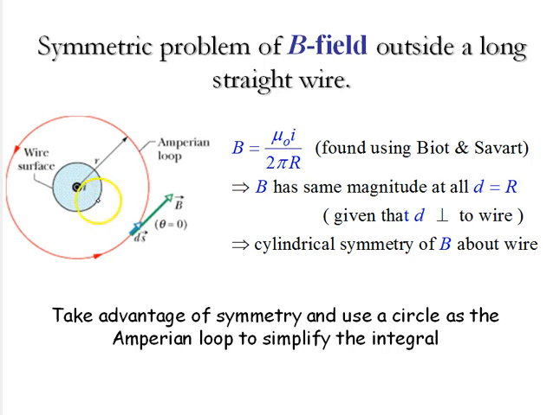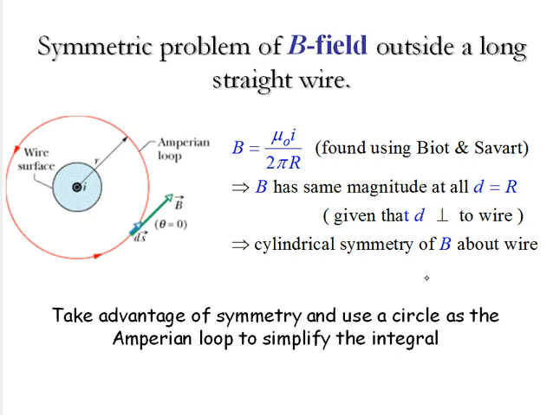If we had a more symmetric scenario, if we just had one current wire, shaded in blue here, and a current that's uniform within that wire and pointing towards us, then what we found with the law of Biot and Savart was that the magnetic field was mu naught I divided by 2 pi r, at distance r from the center of our wire. And our magnetic field had the same magnitude for all distances equal to r, if our distance was perpendicular to the wire. So it had cylindrical symmetry about the wire.